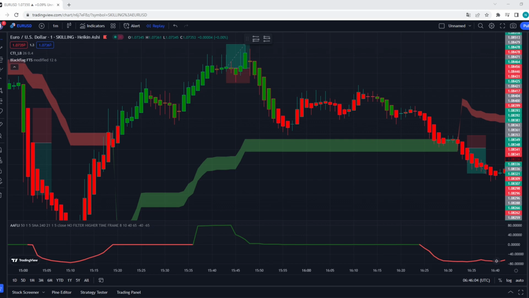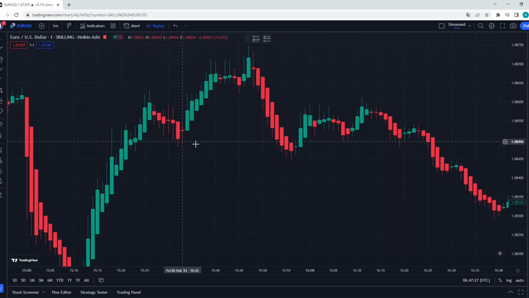So I would say we will start right away with this setup. This is how your chart will look at the end. For this backtest we are using the Euro-US dollar market in the 1 minute time frame with the Heikin Ashi candles. I will remove all indicators and all drawings, and let's start with our setup together.